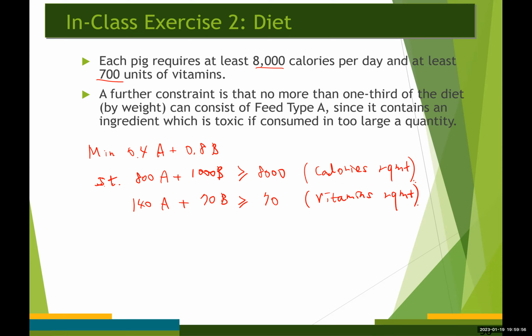And here we need to consider one more constraint. It says a further constraint is that no more than 1/3 of the diet can consist of feed type A, because it contains an ingredient which is toxic if consumed in too large quantities. So how do you express this constraint mathematically?